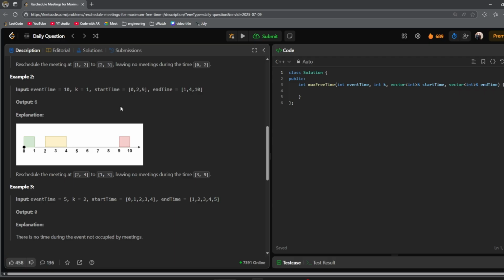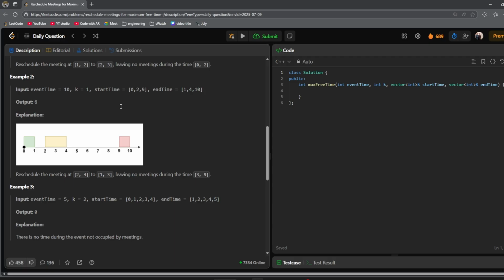So what I'll do is this particular event which starts at 2 and ends at 4, I will shift it 1 unit leftwards. Now when I shift it 1 unit leftwards, it ends at 3, and since this particular event ends at 3, the next one starts at 9. So how much gap is between both of these events? The gap is 6. So the overall answer that you are returning is 6.